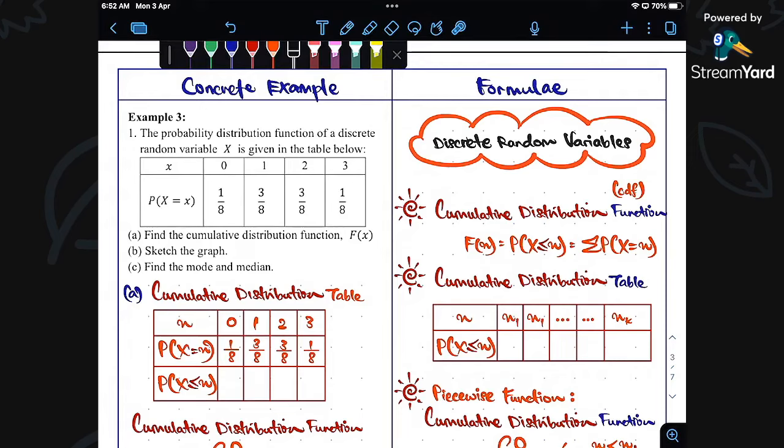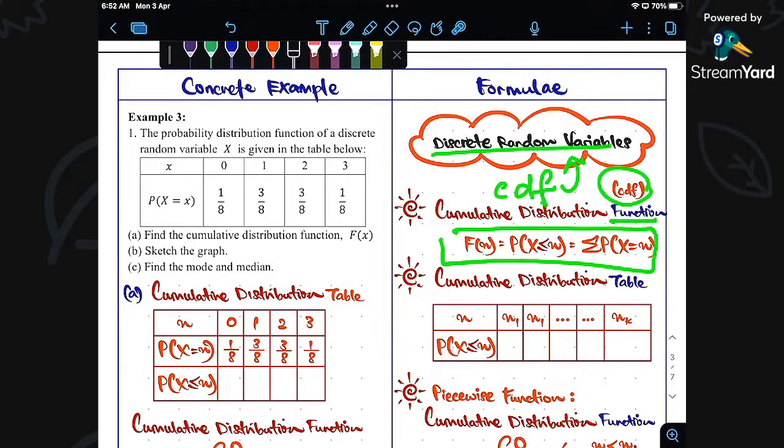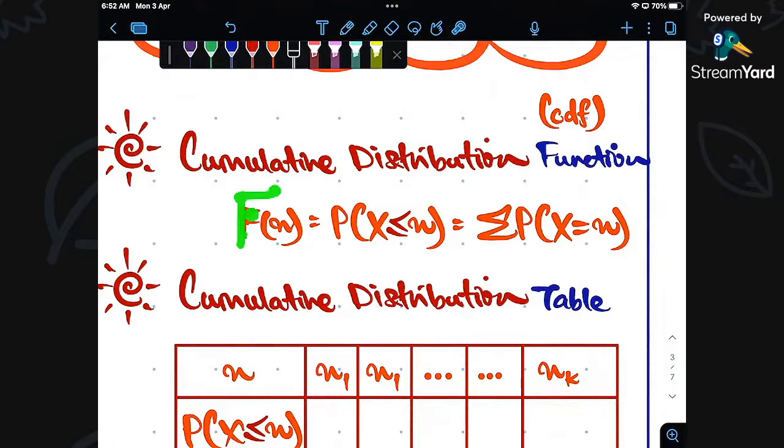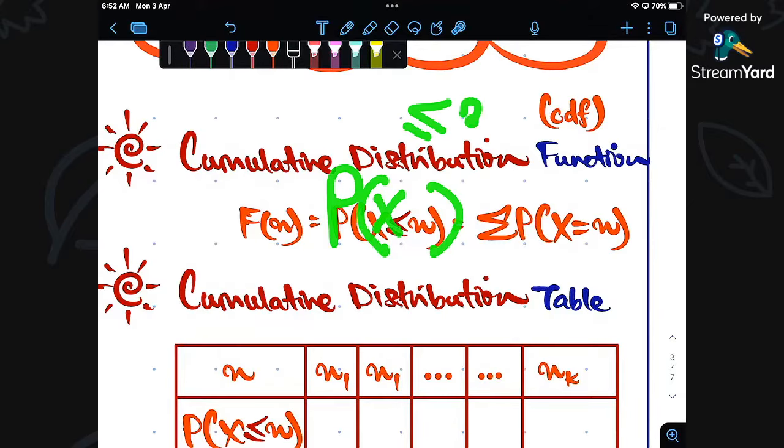Hello everyone, welcome back. We are still at the discrete random variable, but this time we will learn what is the cumulative distribution function, or I call it CDF, of a discrete random variable. So this is the definition of CDF, where we use big letter F as the cumulative, and then P(X) is less than or equal to x.